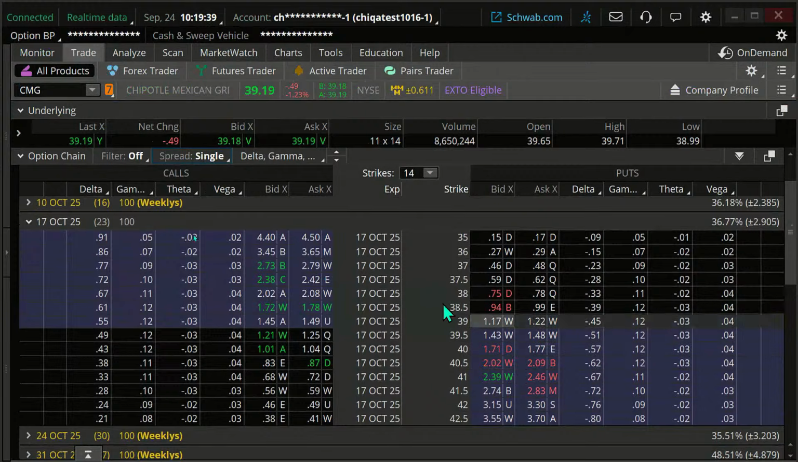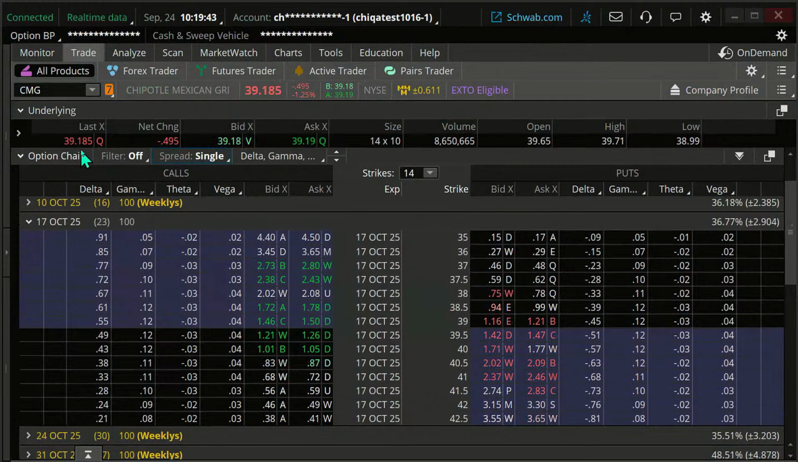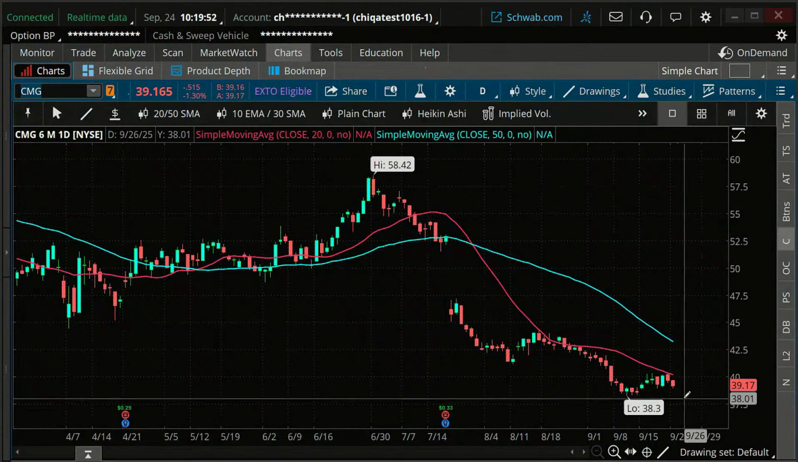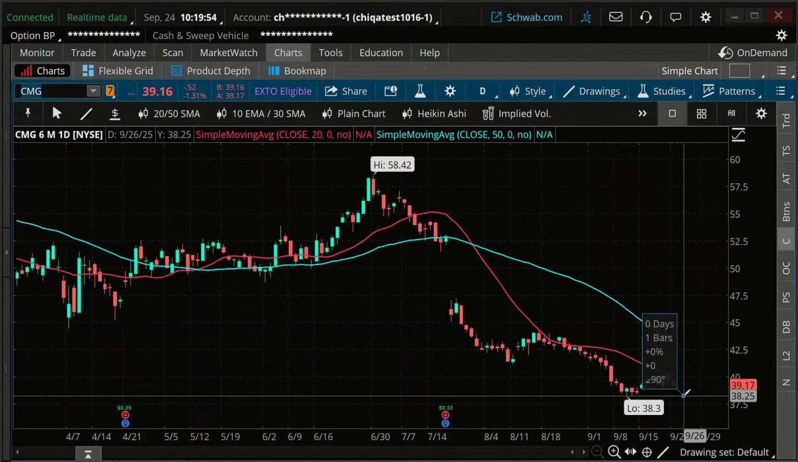And the stock is at 39.18, and I think it can go down. Is 38 unreasonable for it to go down to? Let's just take a look. 38's down here. No, that seems like a reasonable area where we may target this trade.